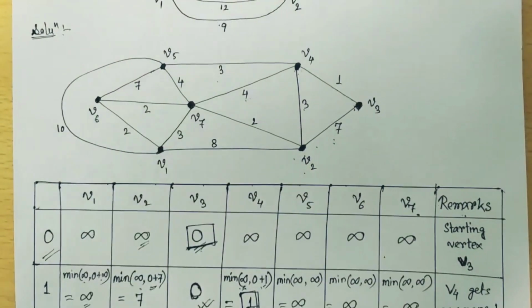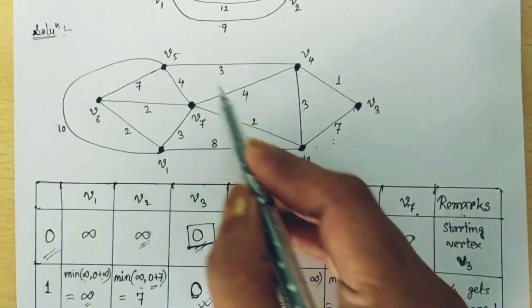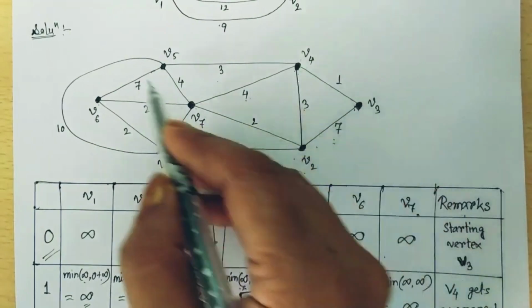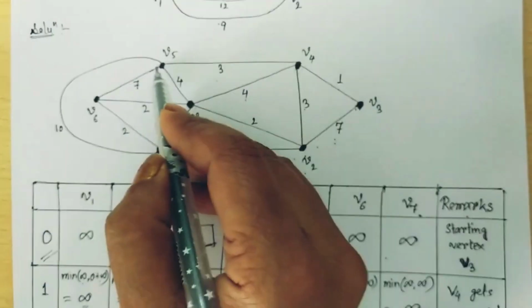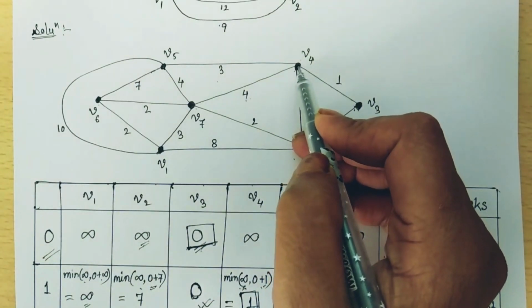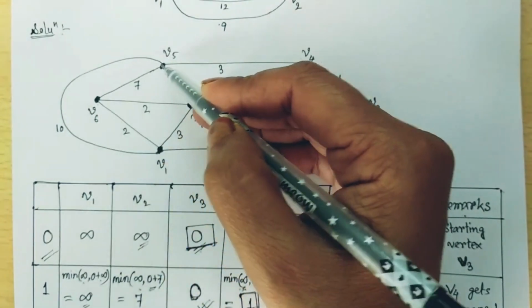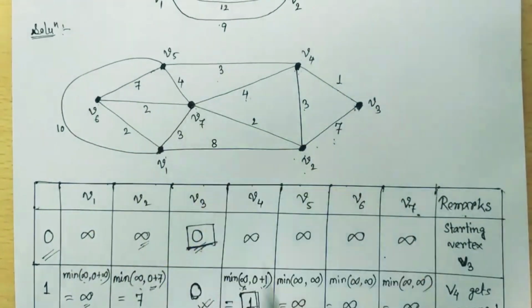Now again similarly we search V5 connecting with V6, V7 and V4. Or yes, it is also with V1. So V5 is connected, but we will not get back here because V4 already gets its permanent level. So V5 is connected with V1, V6 and V7.